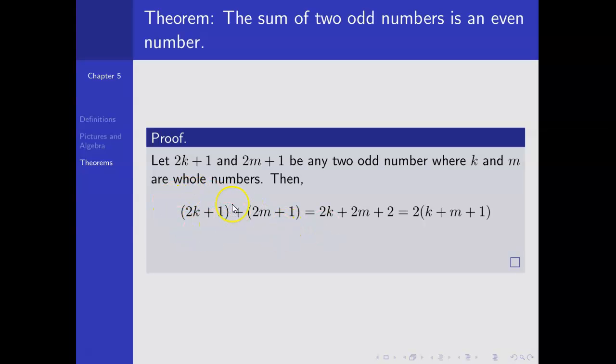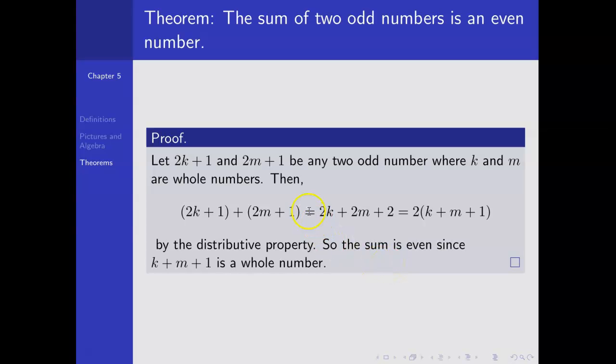So we have 2k plus 1 plus 2m plus 1. So that's equal to 2k plus 2m plus 2, just adding all of those bits together. And using the distributive property, we get 2 times the quantity k plus m plus 1. So the sum, 2k plus 1 plus 2m plus 1, is even since k plus m plus 1 is a whole number, and we were able to write the sum as 2 times a whole number.